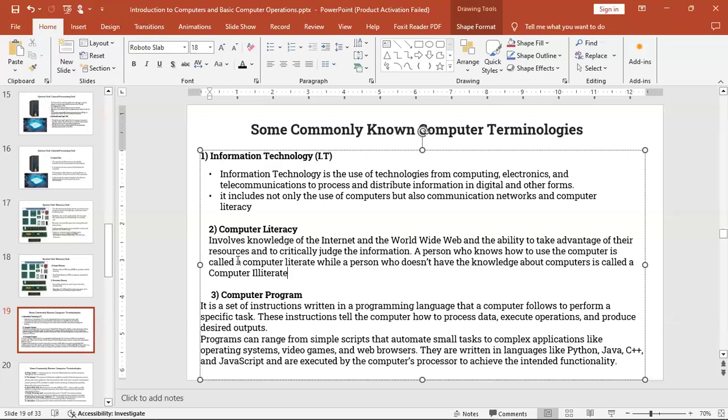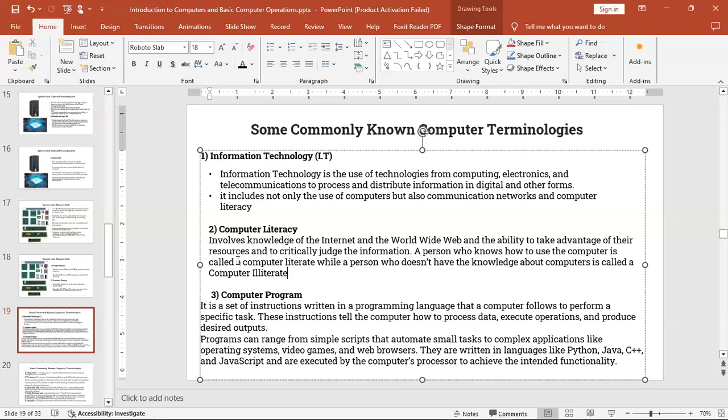We have many different programming languages like Python. You guys are doing cybersecurity with Prof. Fabrice, so you surely see these kinds of things. We have Python, we have Java, we have C, C++, we have Ruby. So we have a lot of computer programming languages. These instructions can tell the computer how to process data, execute operations, and produce desired output.